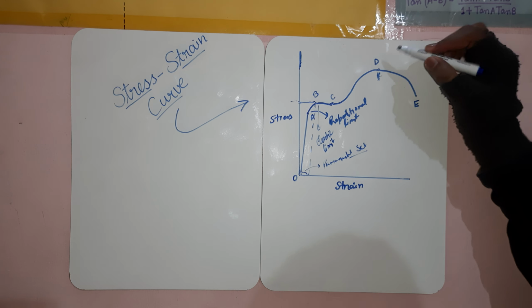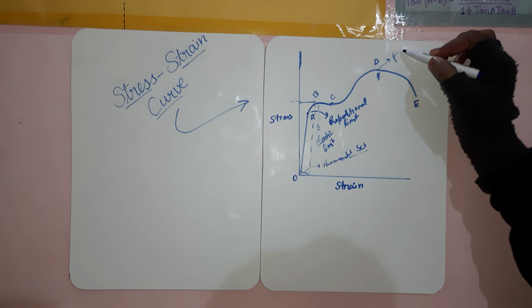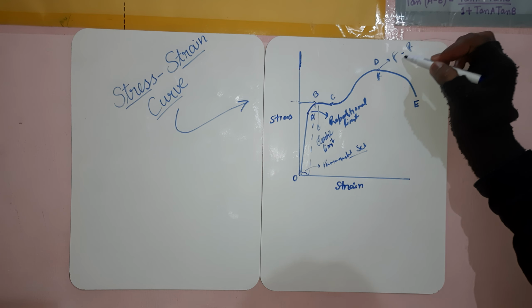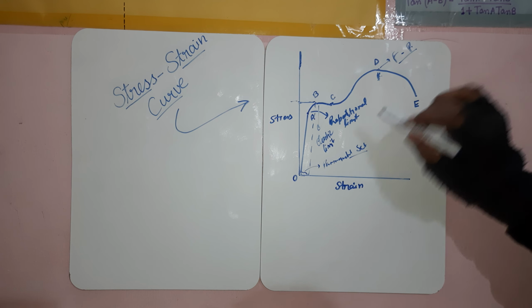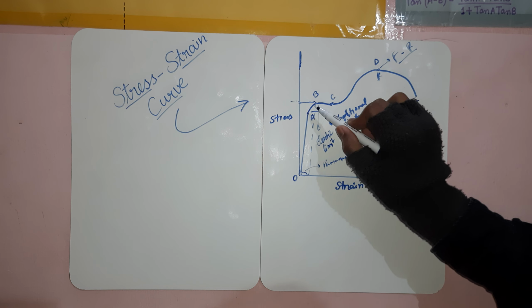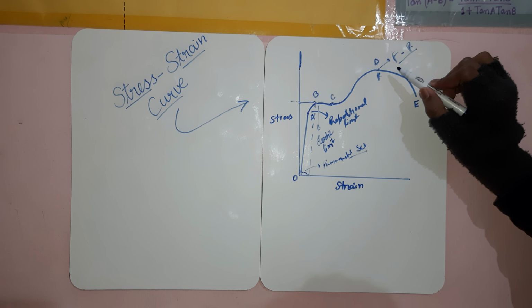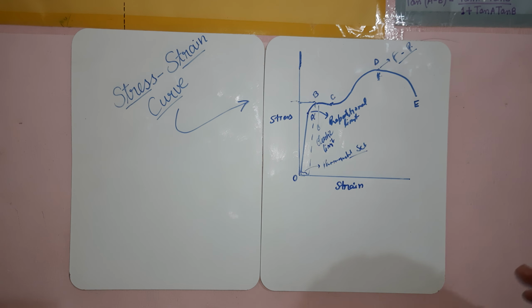This point is called the fracture point, as here the wire breaks. In the region between B and D, the length of the wire keeps on increasing even without any additional load. This region is called the plastic region, or you can say the material has undergone plastic flow or plastic deformation.